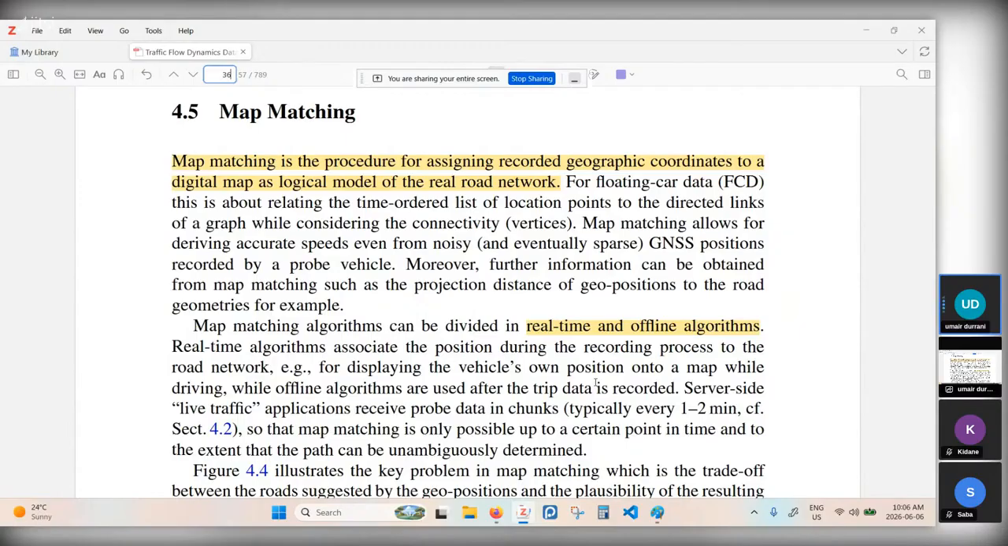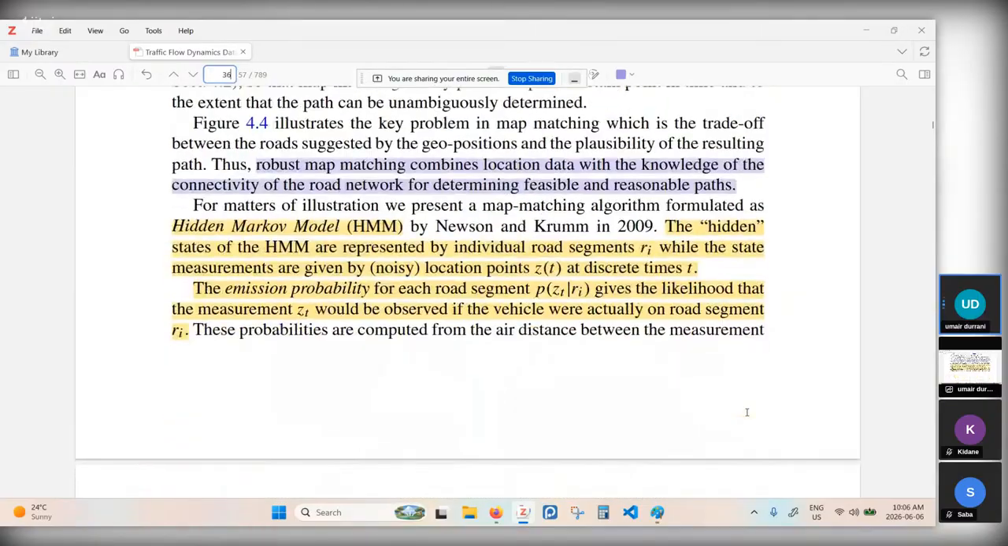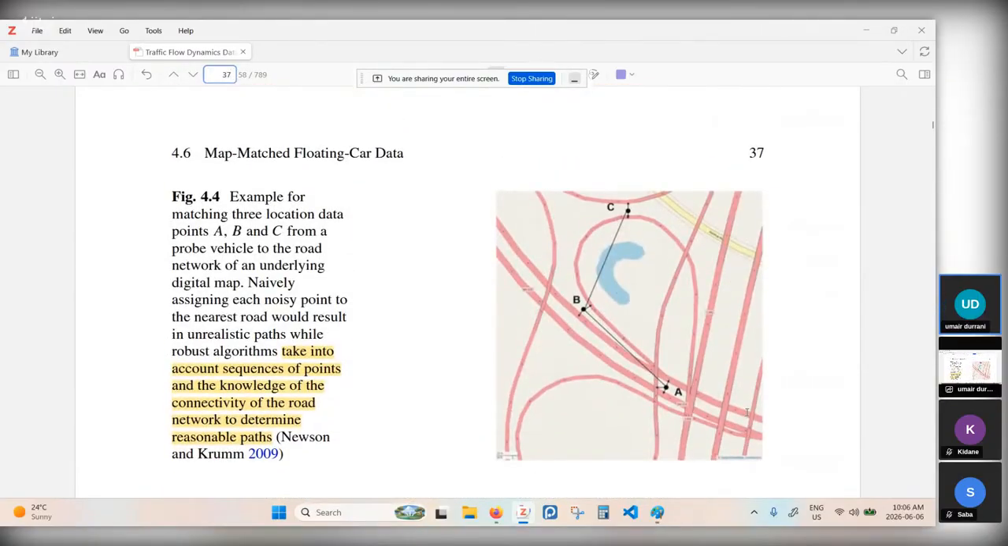So what we want to do is, getting the raw data from floating car data, we want to accurately understand what the actual path is that the vehicle has taken. That is our goal with map matching, so that we know exactly what path was taken while the vehicle was traversing that road network. And map matching has this example here where we have these 3 points. Let me try to annotate that here.